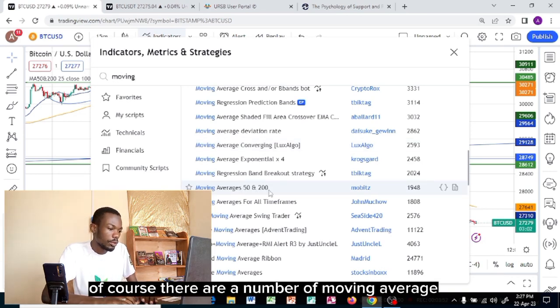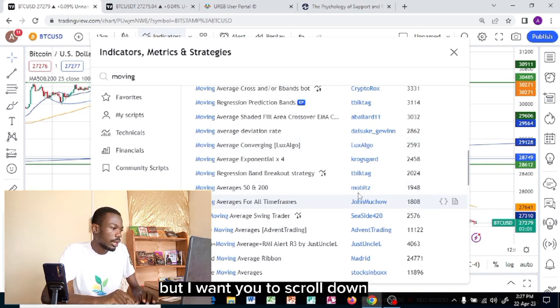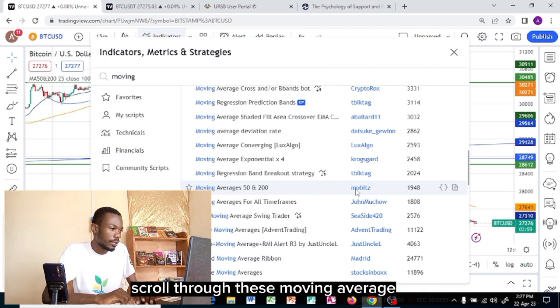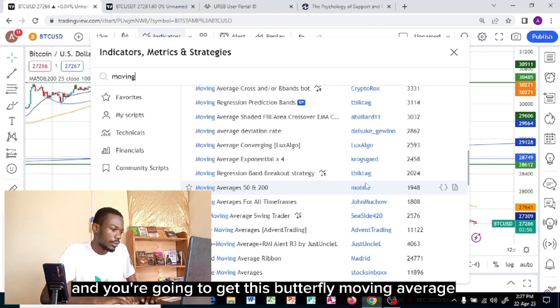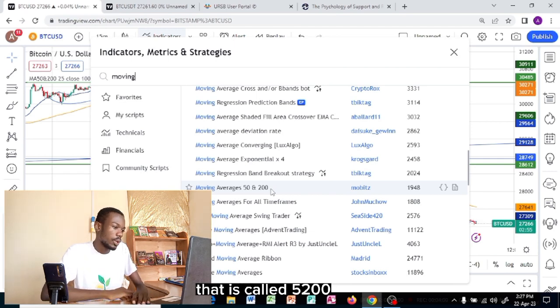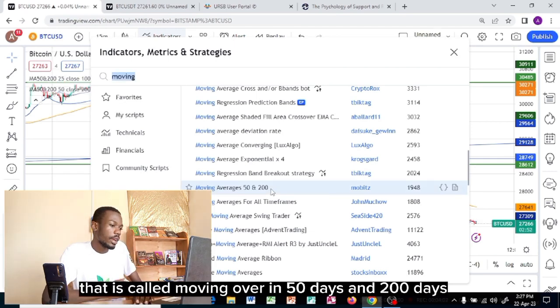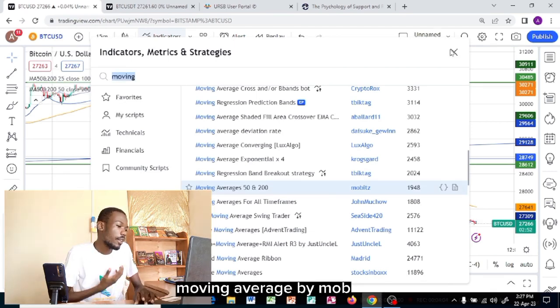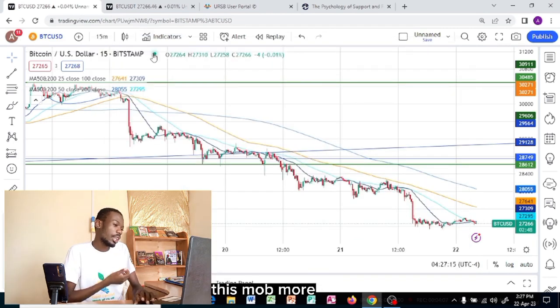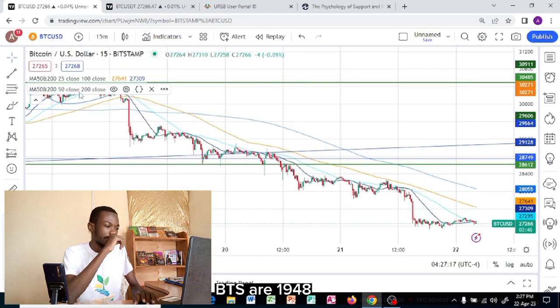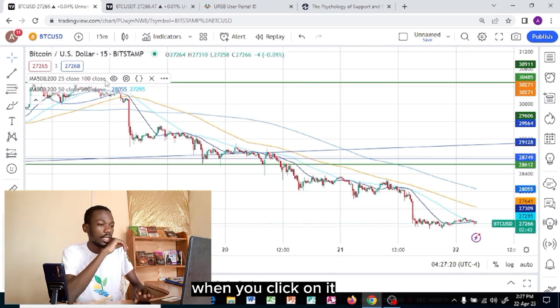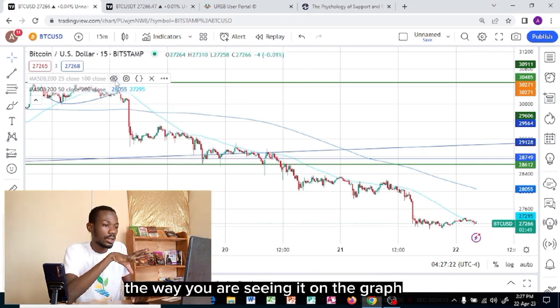Of course there are a number of moving averages, but I want you to scroll through them, and you're going to get this particular moving average called the 50 and 200 day moving average by MobBTs1948. When you click on it, it's not going to look the way you are seeing it on the graph.